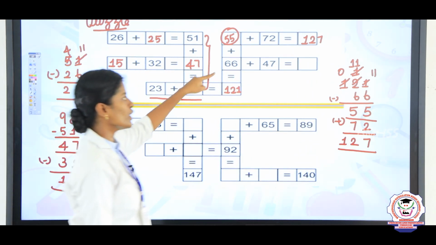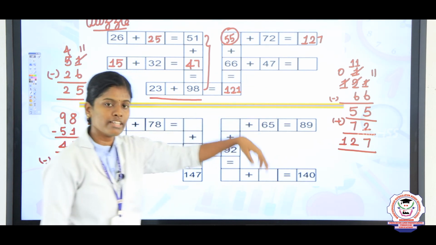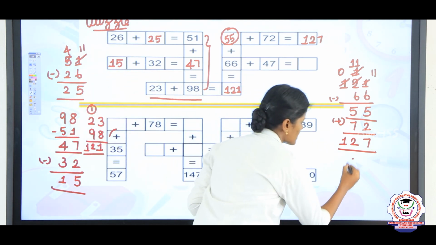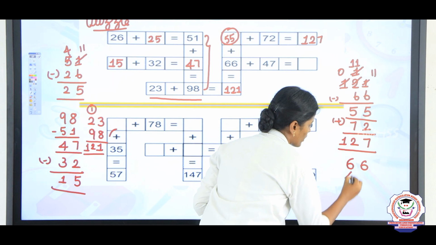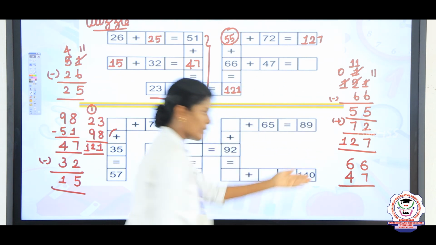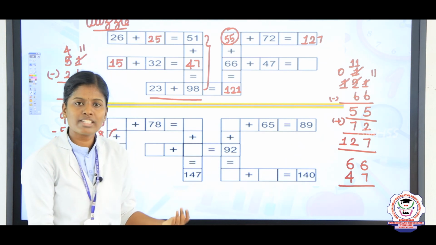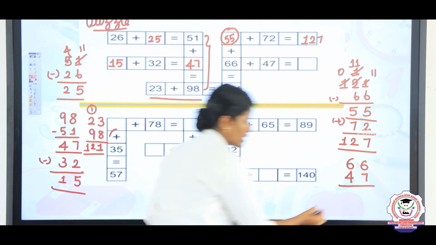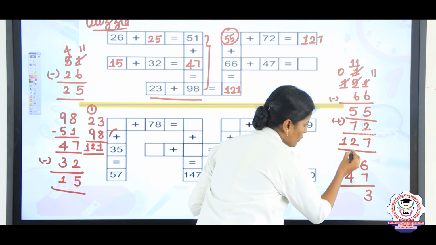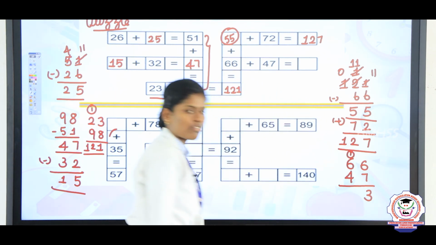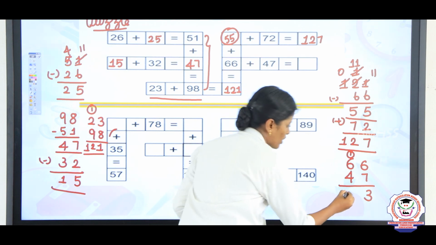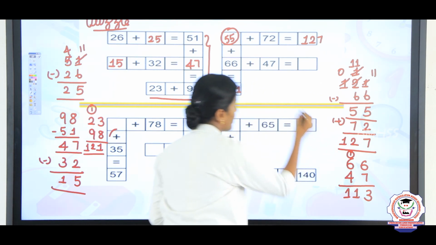Next you are going to take 66 plus 47. Add the ones place value and the tens place value. Keep 6 in the mind, 7 on the fingers. So what is the answer? The answer is 13. 3, carry 1. So 6 plus 1, 7. 7 plus 4, 11. So the answer is 113.